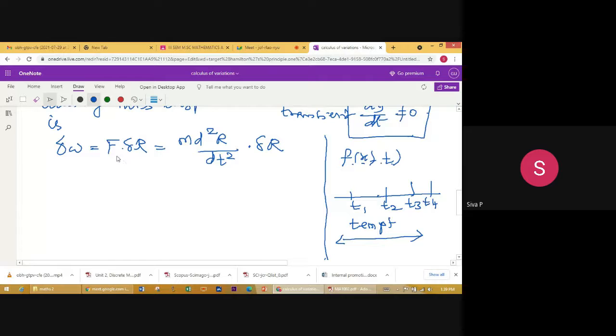So that is F dot dr, but you can write that F through equation number 1. Equation number 1 is Newton's second law of motion.